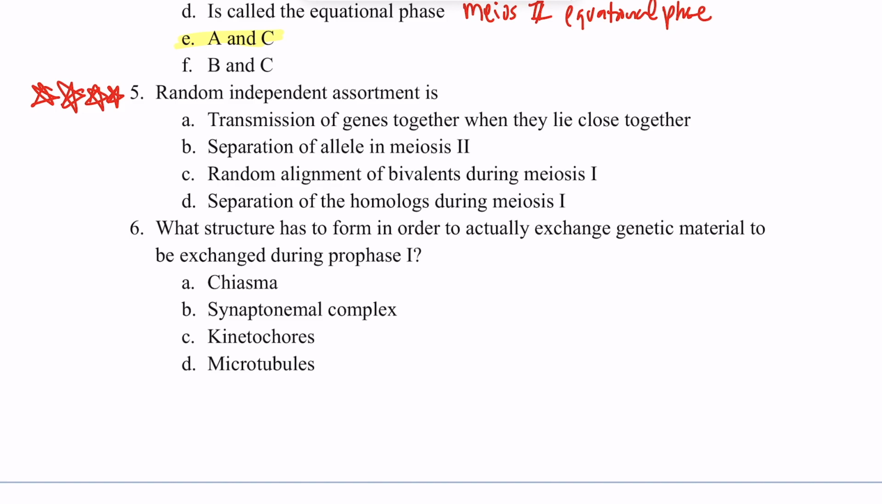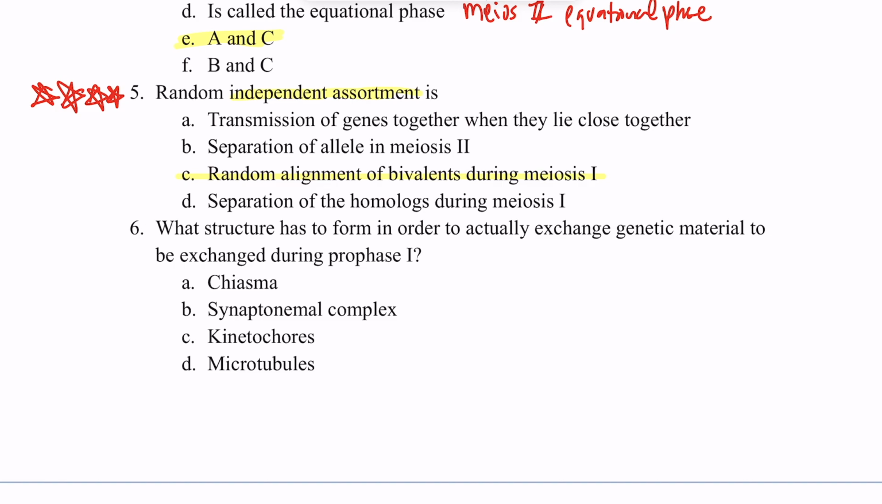The correct statement is, let me get my highlighter. Letter C, the random alignment of bivalents during meiosis 1. So this is highly testable. Independent assortment and independent segregation are going to be super tested. This is just an easy point on the exam if you just know the definition of it, right?